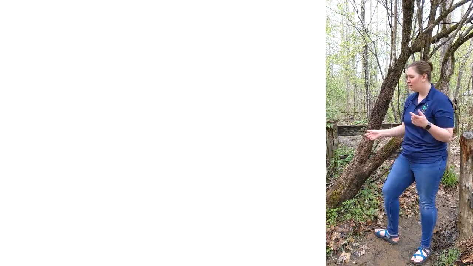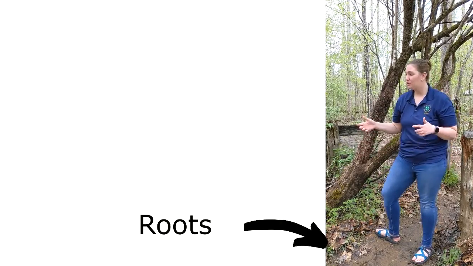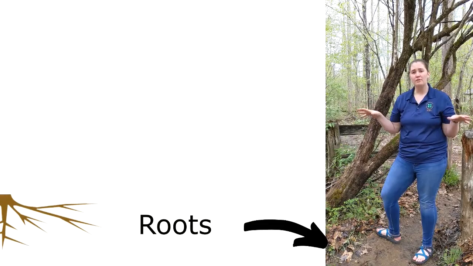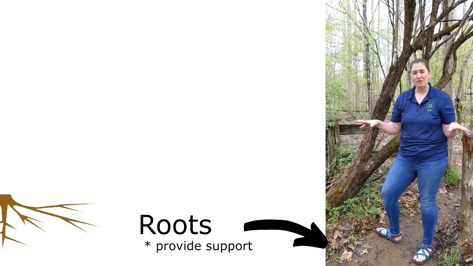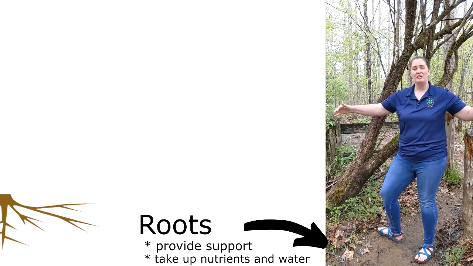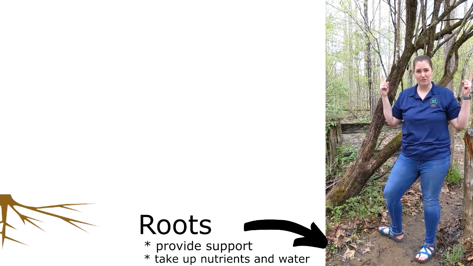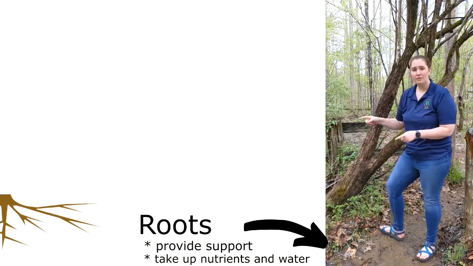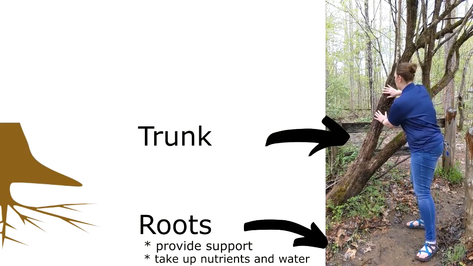Okay. So the first thing we need to know about trees is what we're going to call the different parts of them. We're going to start down underground with the roots. The roots are the part of the tree that provides support and also helps the tree take up nutrients and water. Roots can go out 3 times the size of the top of the tree. From the roots, we go up to the trunk.